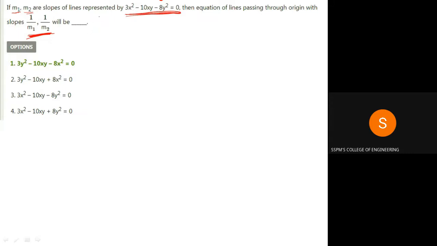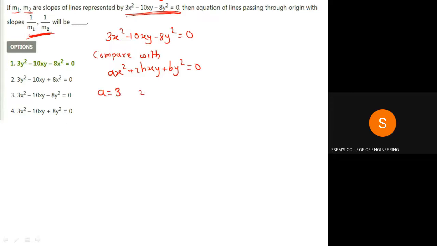Okay, now we will first see, the given equation is 3x square minus 10xy minus 8y square is equal to 0. So now we will compare it with the standard equation. What is the standard equation? It is ax square plus 2hxy plus by square is equal to 0. So if you compare these equations, what do we get? We get a is equal to 3. 2h is equal to minus 10, that means h is equal to minus 10 divided by 2, it is minus 5. And b is equal to what? b is equal to minus 8. So a is equal to 3, h is equal to minus 5, and b is equal to minus 8.